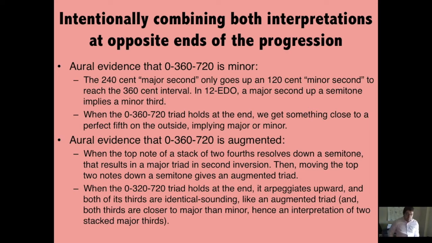And then the evidence that it's augmented, well, when you have that part that goes dum bum bum bum bum bum bum ba, and then that chord holds, that's like a stack of 2/4 going down. And then those very top two notes, again, so picture a major chord in a second inversion. When those two notes shift down by semitone, well, when that happens in 12, you get an augmented chord. But in 10, you get this other chord instead.